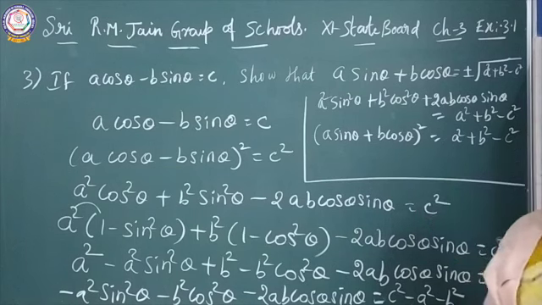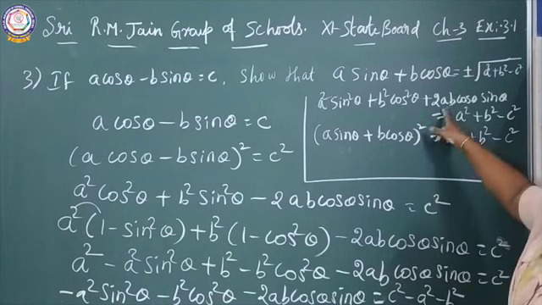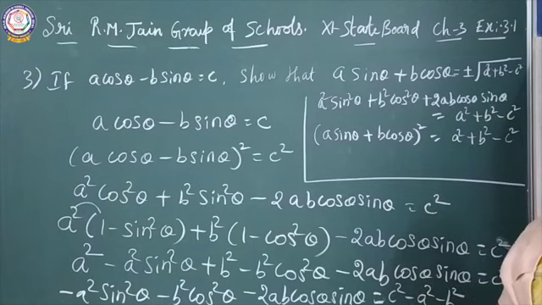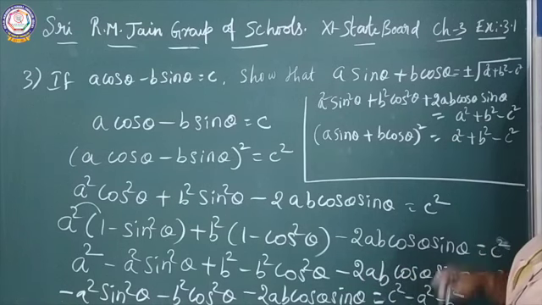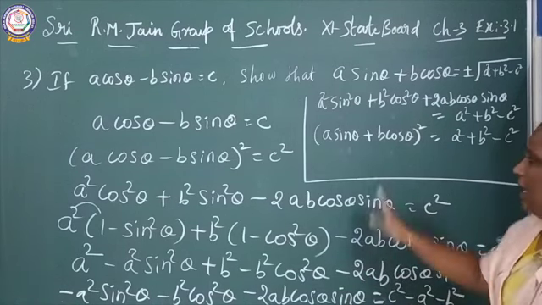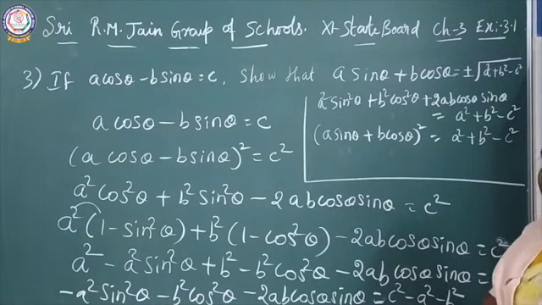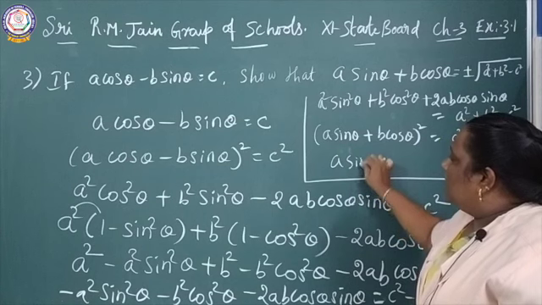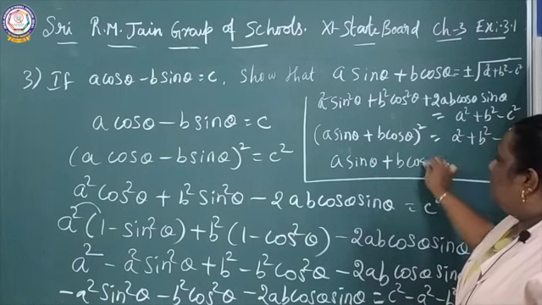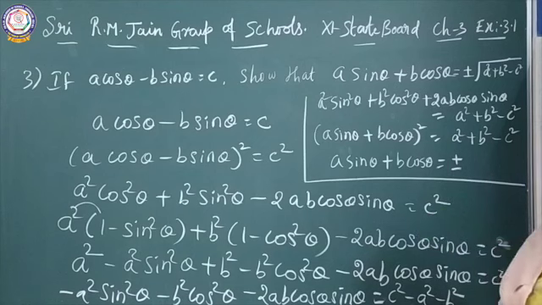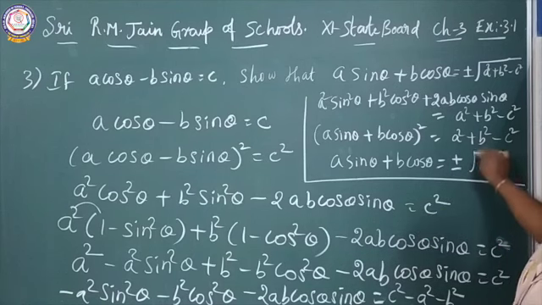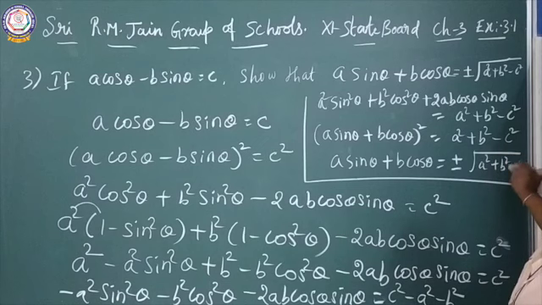Check the formula: A plus B the whole square, A square sin square theta, B square cos square theta plus 2AB sin theta cos theta. If it is a multiplication, cos theta sin theta and sin theta cos theta, both are same. It is equal to A square plus B square minus C square. Taking square root on both the sides, what is the value you are getting? A sin theta plus B cos theta equal to plus or minus root of A square plus B square minus C square. Hence the proof.